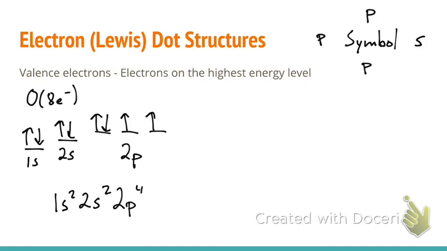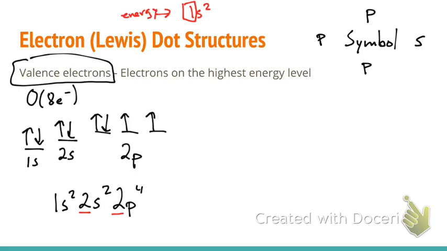What I want you to see is that we first have to determine the valence electrons. By looking at this electron configuration, the highest energy level is energy level number 2. Just to remind you, if I write 1s2, the 1 is my energy level. So therefore the highest energy level is 2, the highest number here.